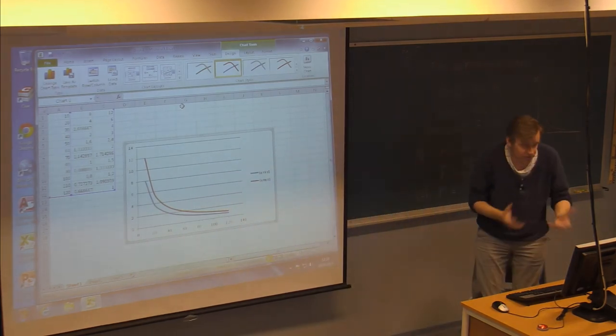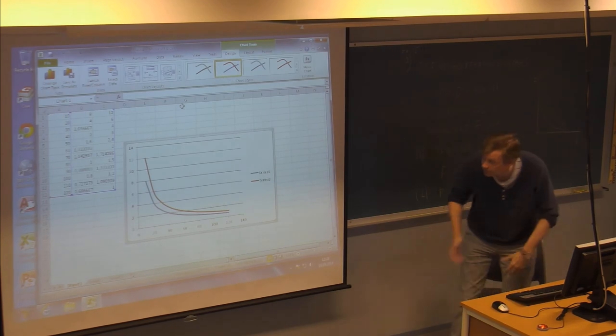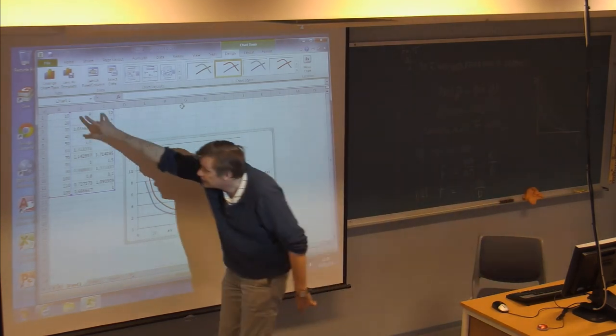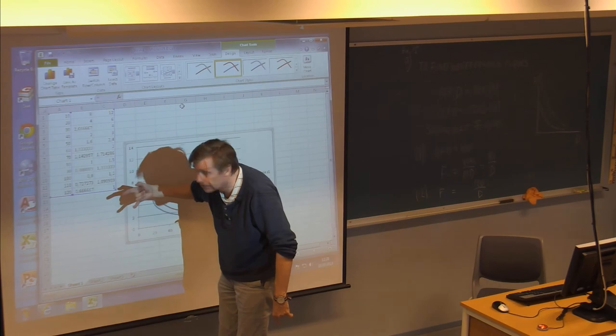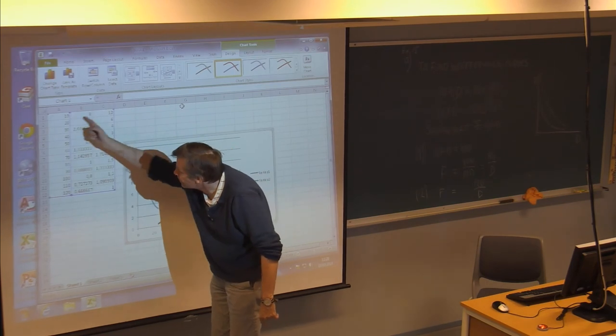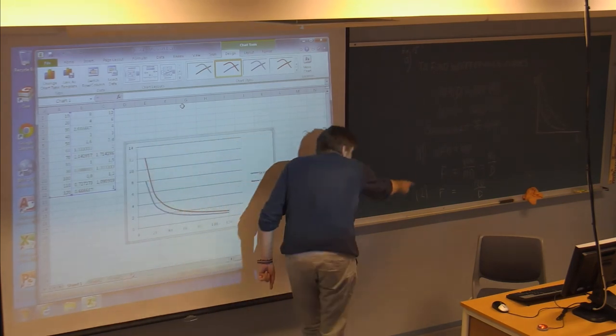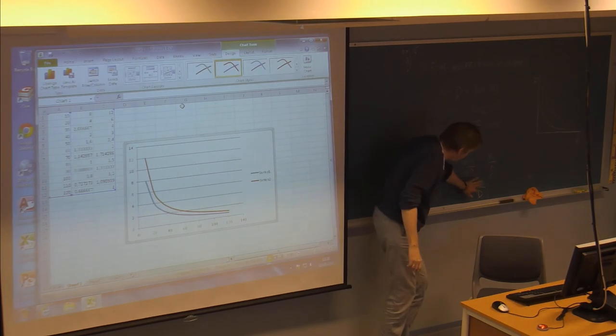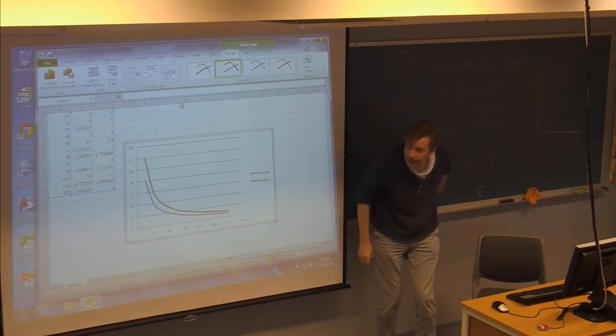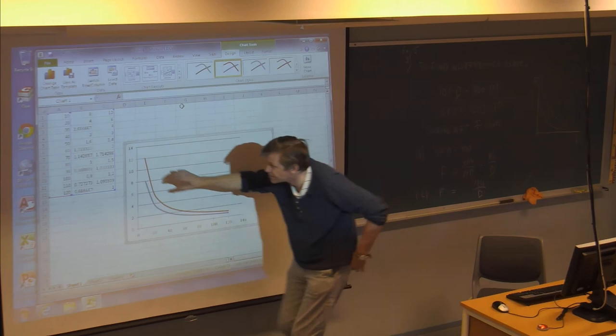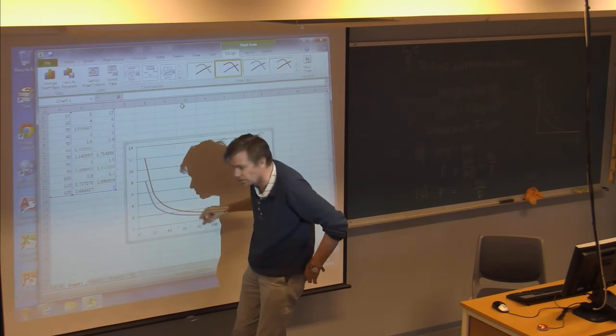Of course, there's always the option of doing this manually. In that case, you'll have to construct this table, perhaps using a calculator. For each number here, you have to calculate the corresponding functional value by using these formulas. And finally, you have to represent all these points in this kind of diagram.